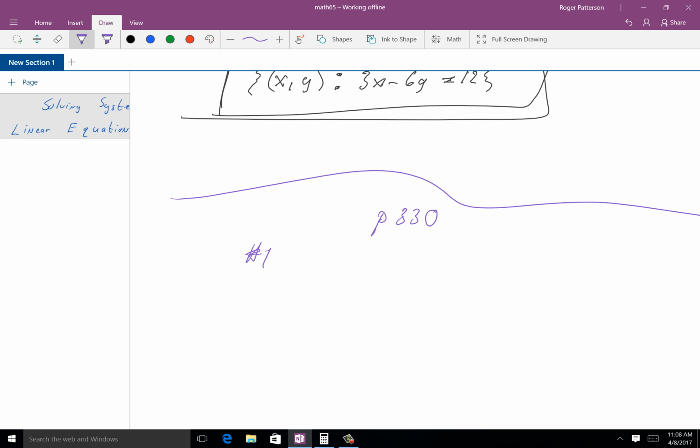So it says the sum of two numbers is 17. If one number is subtracted from the other, their difference is -3. Find the two numbers. So what we want to do is let x represent one number, let y represent the other number. Use the given conditions to write a system of equations, solve the system, find the numbers. So here we are. We're going to go ahead and write a system of equations to represent these problems.